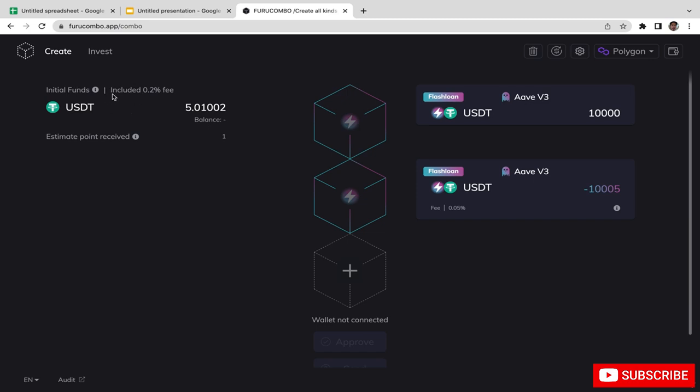If you see on the left corner here, Aave, your combo included 0.2% fees. This is the money that you owe to them. Don't worry, we'll talk about it later.